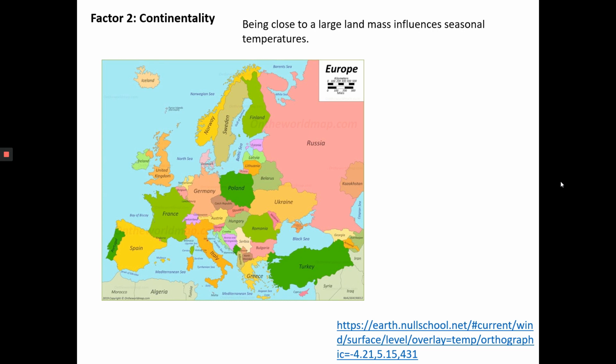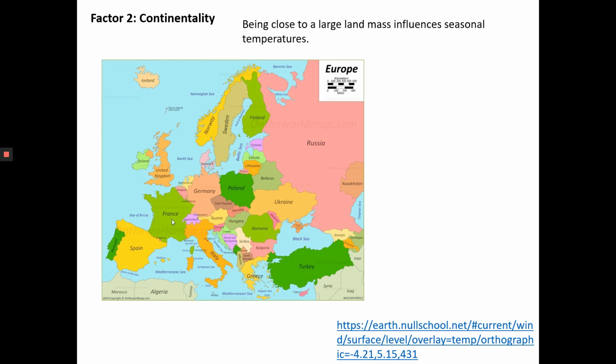So continentality is to do with the difference in heating between land and sea. Land has what we call a smaller heat capacity. What that means is land tends to heat up and cool down relatively quickly and easily, whereas water tends to heat up and cool down quite slowly. So if you think about where we are, the south of the UK is close to a big bit of land. Europe's a massive landmass.